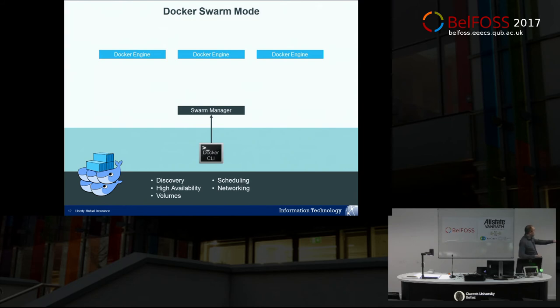The user logs in through the command line, and sets up the discovery phase and connects the Swarm Manager to the Docker engines. The next thing that we can do is it has the capability of scheduling. By scheduling, what I'm talking about here, by default, it's spread. So as you add on containers, it will spread them across the engines.